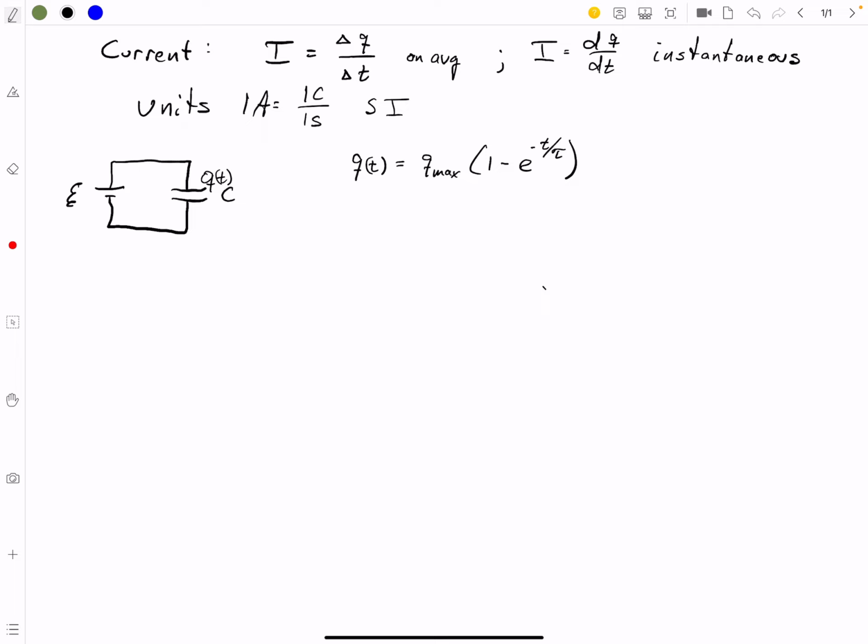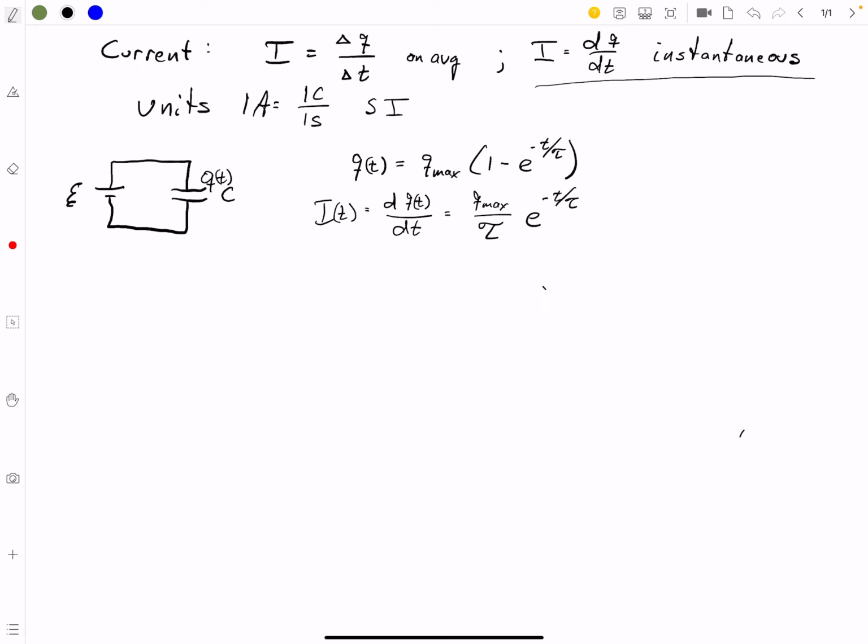And then it's easy for us to do the instantaneous at this point. It's actually easier than doing the average. So let's just do that. I of t is equal to the derivative of Q of t with respect to t. And we take that derivative. We end up with Q max divided by tau. And should we put a capacitor tau on there? Let's just leave it as tau. Doesn't matter. It's the time constant for this circuit.